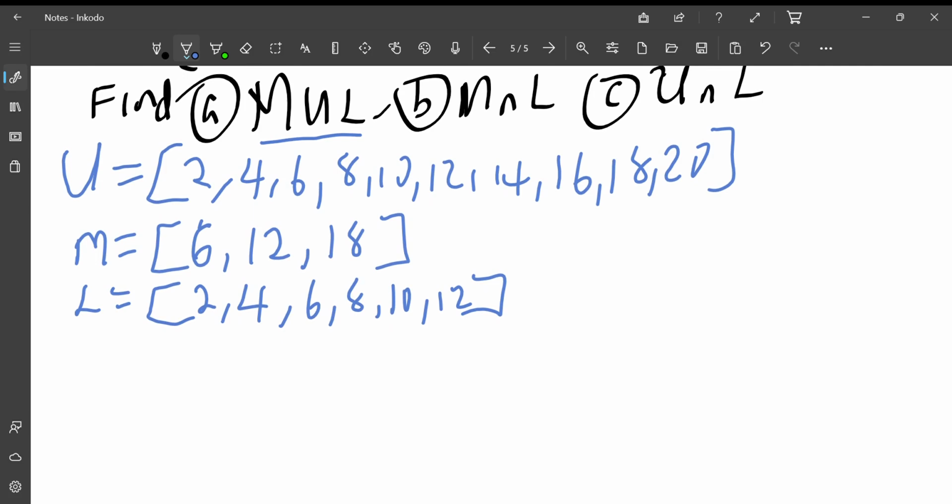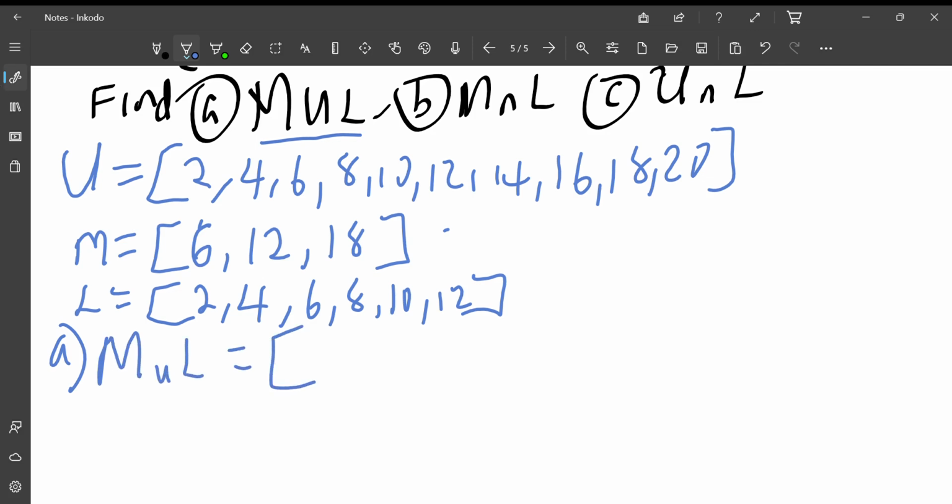It says find M union L. M union L. Which means these two sets, I'm told to unionize them. How do you find the union of two sets? Simply, all the numbers they have together, all the numbers that they have, write it. Alright? Even if it appears only in one place, write it.